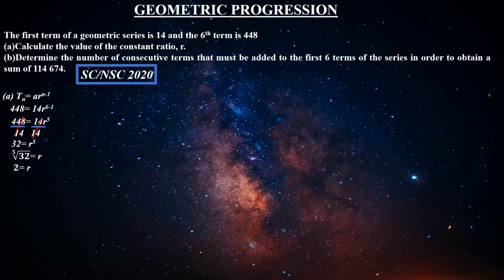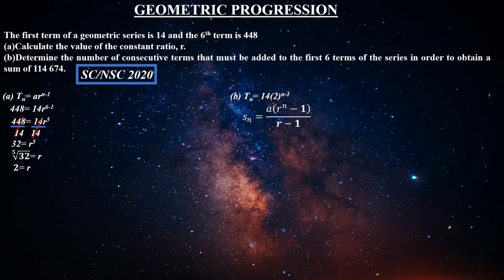Now on the second question: determine the number of consecutive terms that must be added to the first 6 terms of the series in order to obtain a sum of 114,674. Right here, this is the formula that we have. Since we're dealing with the sum, this is the formula we're going to use. And you can see that r is greater than 1, so we're going to use the second formula.